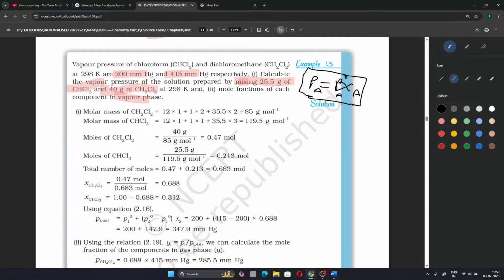Wait, no, they asked for the mole fraction, so no. Basically we are going to divide, no, this is not the value for the mole fraction in the vapor phase. We divide the PA value by the P total value. This will give us the mole fraction in the vapor phase.